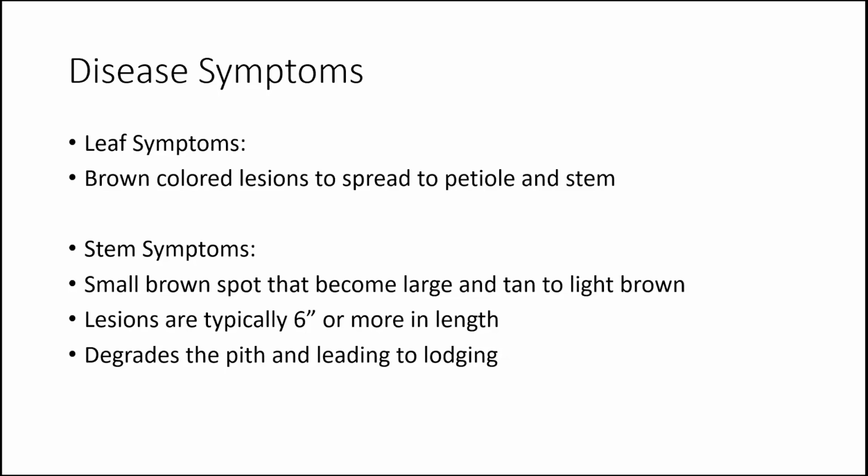And I have a comparison slide to show you phoma versus phomopsis. The lesions of phoma are typically 6 inches or more in length, which is different from phomopsis, where it's usually smaller and focused right around that petiole. With phomopsis, severe infections will actually degrade the pith and lead to lodging. So again, it's important to know which one of these stem diseases you're dealing with to make sure that you're taking good management steps.